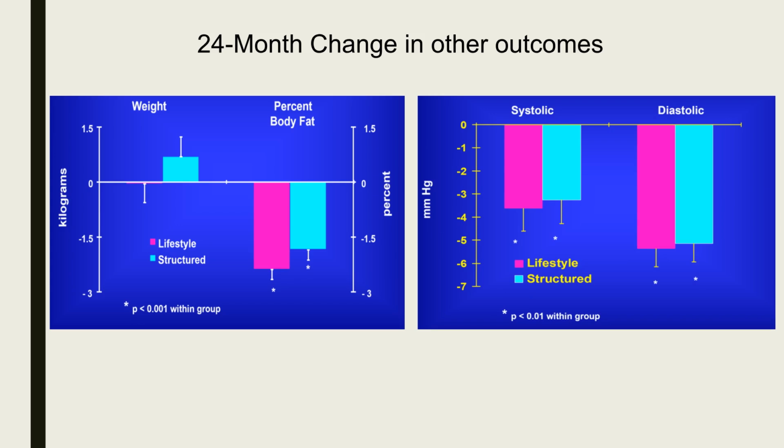However, when we look at percent body fat, both groups showed significant reductions at 24 months. So how do we interpret this? If body weight stayed the same, or even increased, but body fat percentage decreased, it suggests that participants likely gained lean mass, such as muscle. In other words, body composition improved even without weight loss, which is an important distinction when evaluating health outcomes.